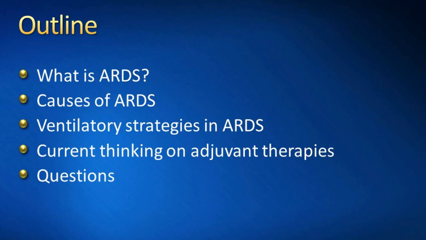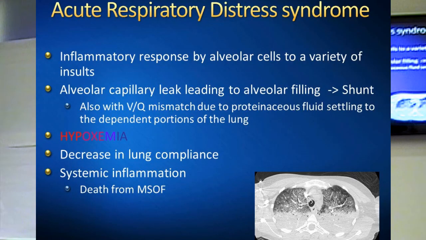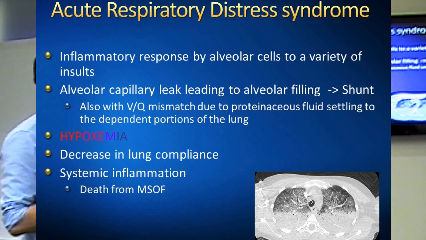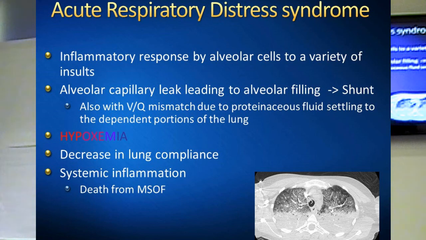So, acute respiratory distress syndrome, this is kind of the pathophysiology of it. It's an inflammatory response by alveolar cells to a variety of insults. There's a lot of things that will cause ARDS. And so what actually happens is that there's alveolar capillary leak leading to alveolar filling, which causes shunt. And then you get VQ mismatching due to the buildup of fluid in the dependent parts of the lung.